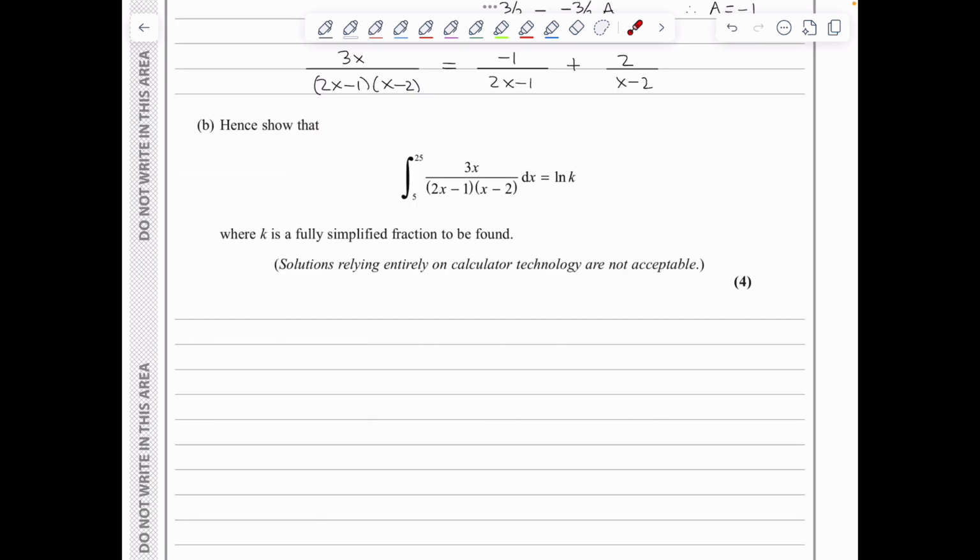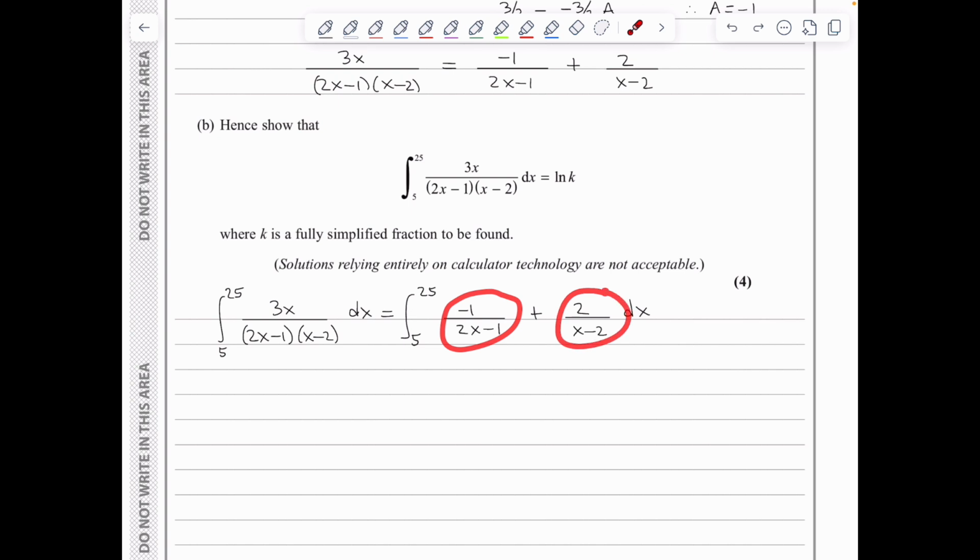In part B, we are asked to hence show that the integral from 5 up to 25 of the expression we just decomposed into partial fractions gives an answer of ln k, where k is a fully simplified fraction to be found. Well, let's start. We are looking at the integral from 5 up to 25 of negative 1 over 2x minus 1 plus 2 over x minus 2. We know that both of these will give me a logarithm as the answer.